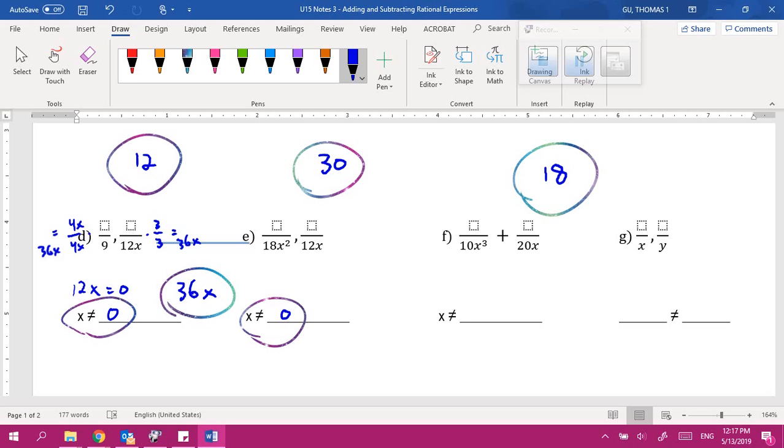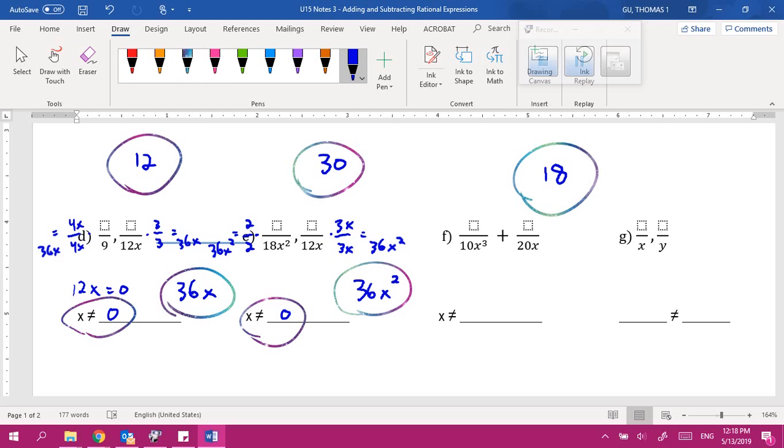So how do I get 18 to 36? Times 2. But look at this. If I multiply 2 and 2, what's 18x squared times 2? X squared, right? So now you see, oh, wait, I actually have to make 12x into 36x squared, right? So then how do I make 12x into 36x squared? Times 3x, right? And so your least common denominator here is actually 36x squared. Because we have an x squared on the 18, there's no way to get rid of that x squared, so you're going to have to end up with x squared in your denominator.